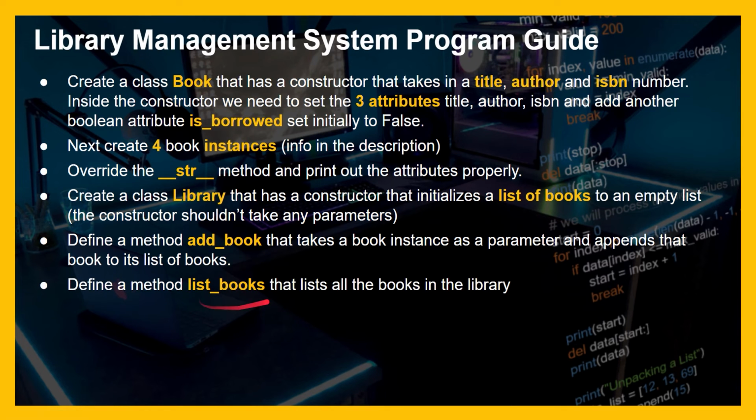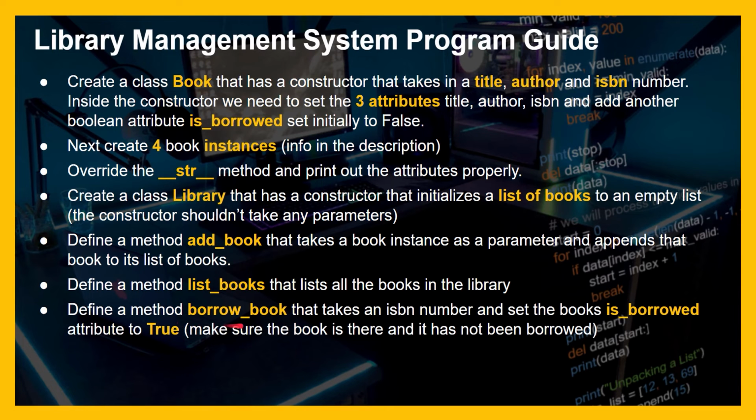Define a method listBooks that lists all the books in the library in a proper manner. Define a method borrowBook that takes in an ISBN number and sets the book's isBorrowed, the book meaning the book that has that ISBN number. So there are some loops that you need to do in here. Loop through the books and set the book's isBorrowed attribute to true. Make sure that the book is there and that it has not been borrowed, because a book that has been borrowed cannot be borrowed again.